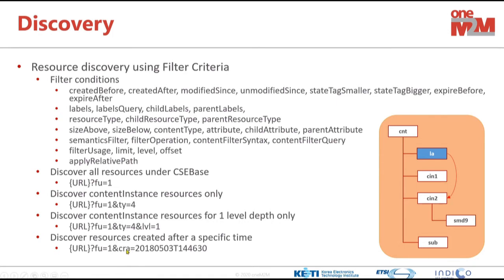And there is a tool that we are going to explain in the next session. There's a small tool to get all the short names. So CRA stands for created after. So I'm looking for a list of resources which were created after this timestamp. And this is the timestamp format definition in oneM2M: year, month, day, and time: hour, minute, and second.